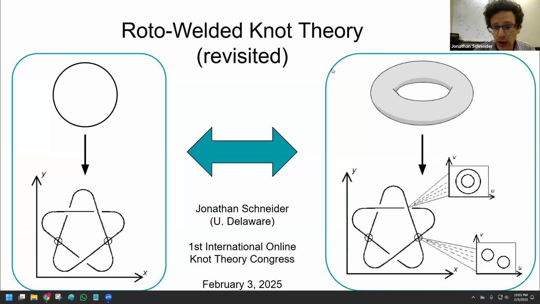So let me start by going into some detail about these toral surfaces. Am I currently on the right screen?